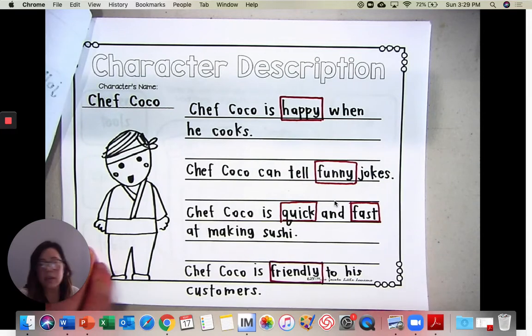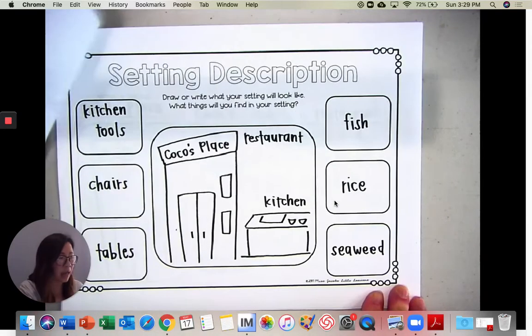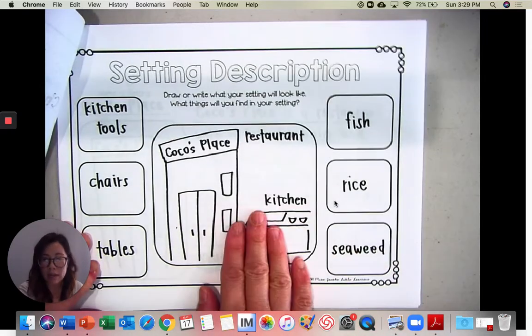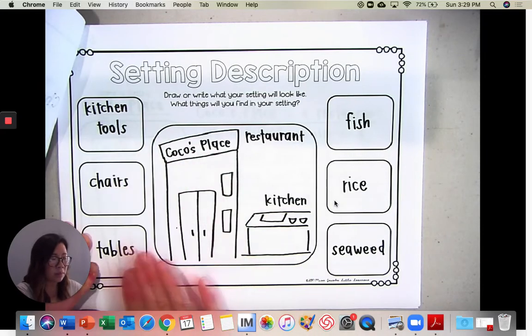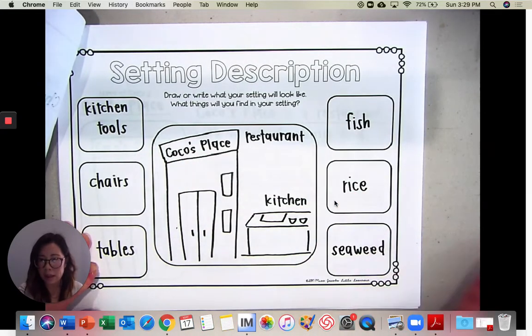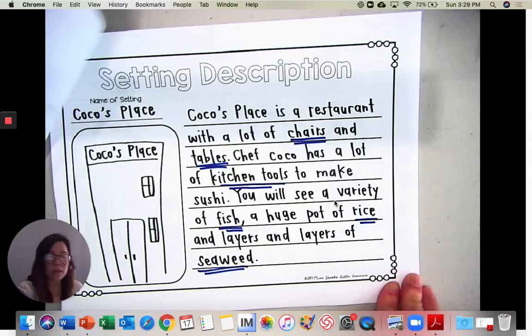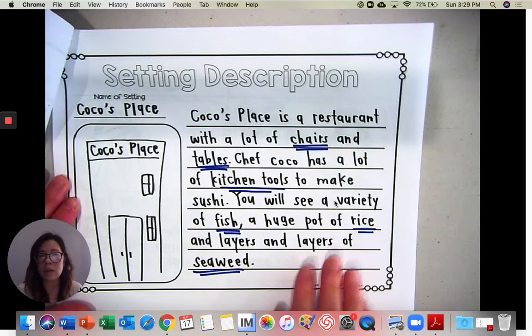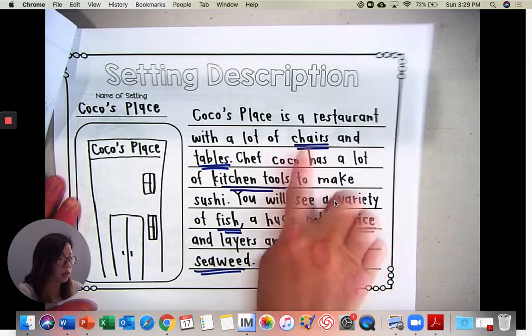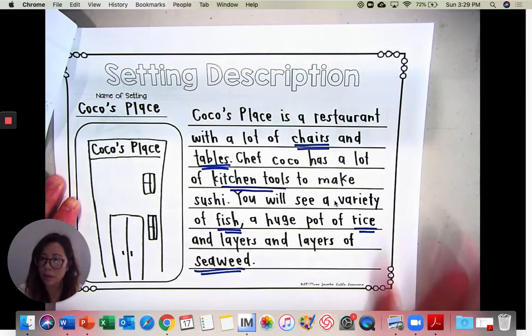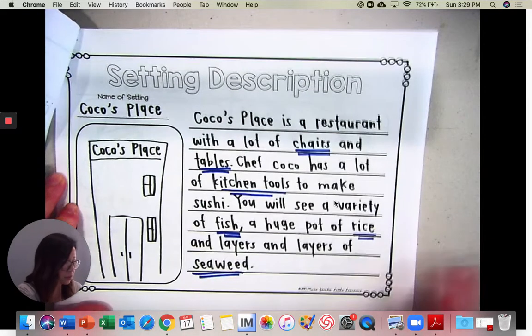After we decided on our character, then we looked at a setting. So we thought of a setting and we told you some things that you can find in that setting. Then we took those ideas and put it into a setting description, and I underlined in blue all the things that you could find in the setting.